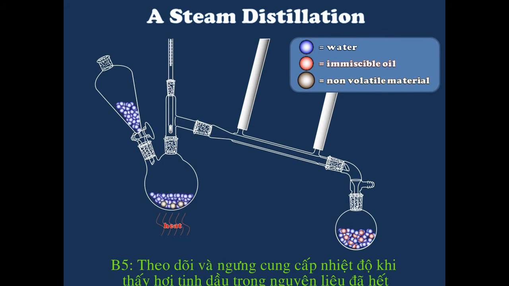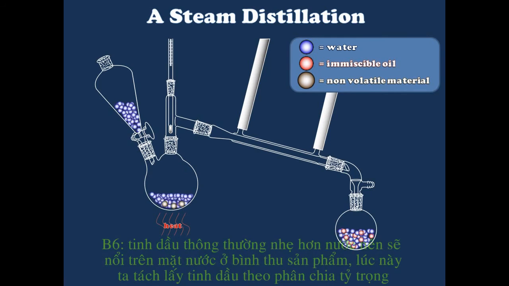Still, take a look at what we've accomplished. Notice what we've accomplished is that the red immiscible oil material has been removed from the brown non-volatile material using water as the medium. Now, separation of water from the immiscible oil is very simple. That can be achieved usually by liquid-liquid extraction. And at this point, we've accomplished our goal. And this is how steam distillation works.